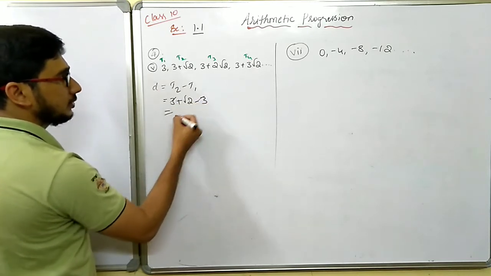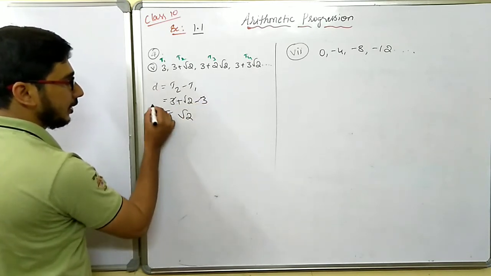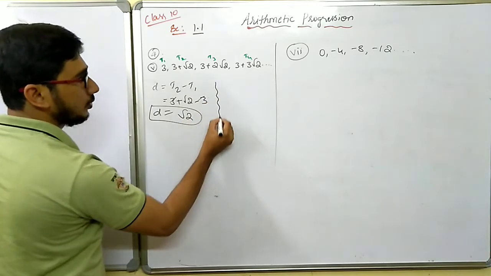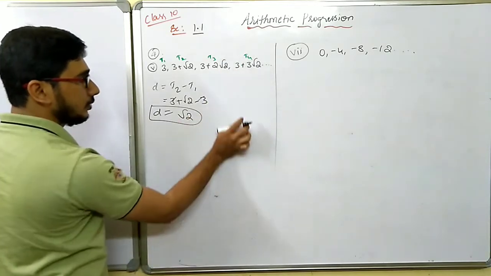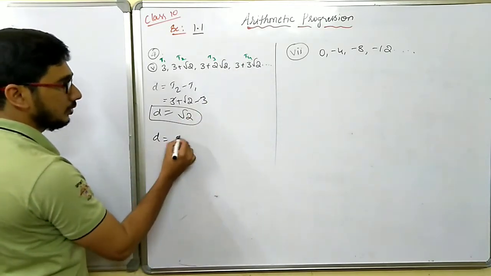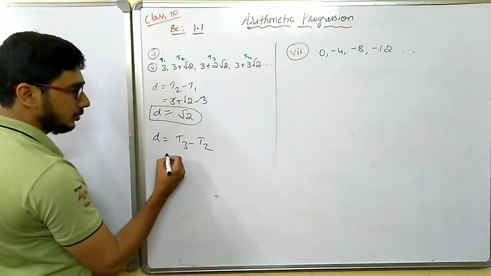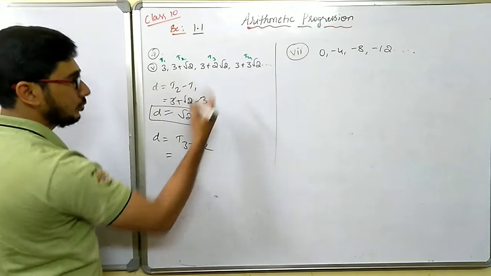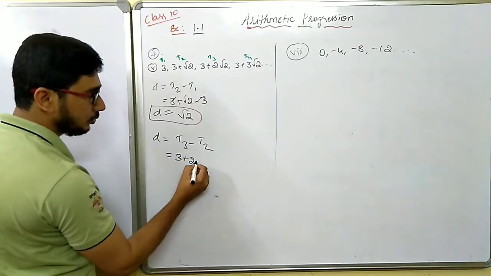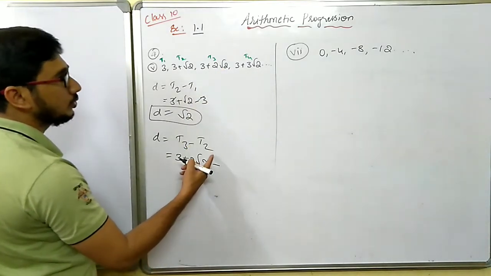So plus 3 minus 3 get cancelled. Root 2 is the difference. We'll check one more. Okay, we'll check here only. D is equal to T3 minus T2. T3 how much? 3 plus 2 root 2, minus T2, how much?